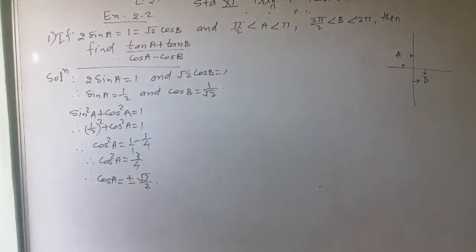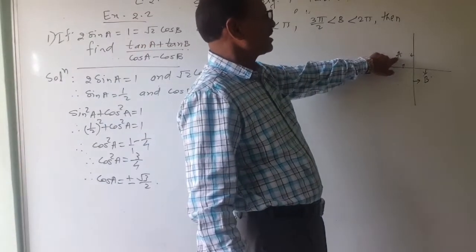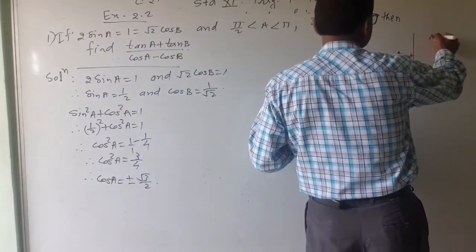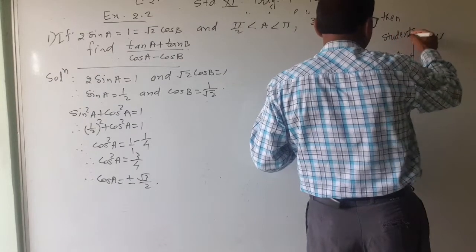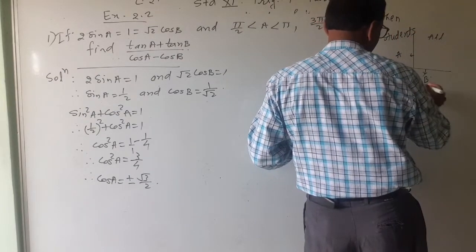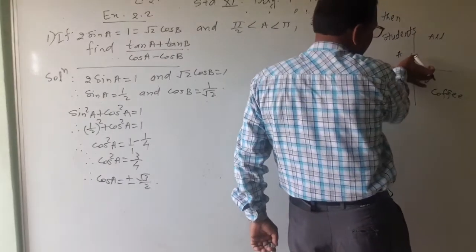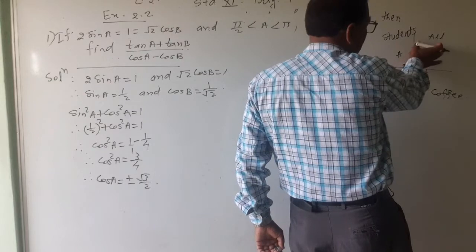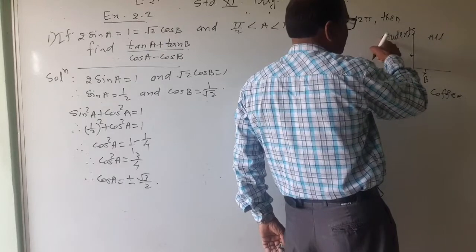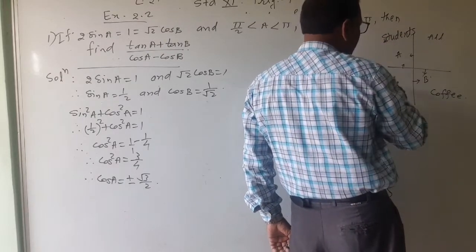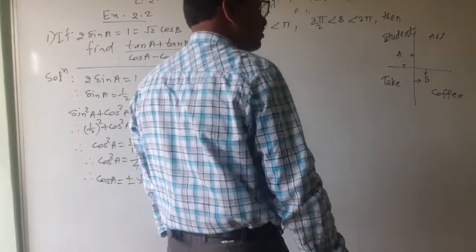Now whether it is plus or minus, I will think from the quadrant. It is lying in the second quadrant. Here, all students take coffee: if the angle is between 0 to 90 degree, then all ratios, sin, cos, tan, are positive. Here only sin is positive. Here only tan is positive. Here only cos is positive. Remaining ratios will be negative.